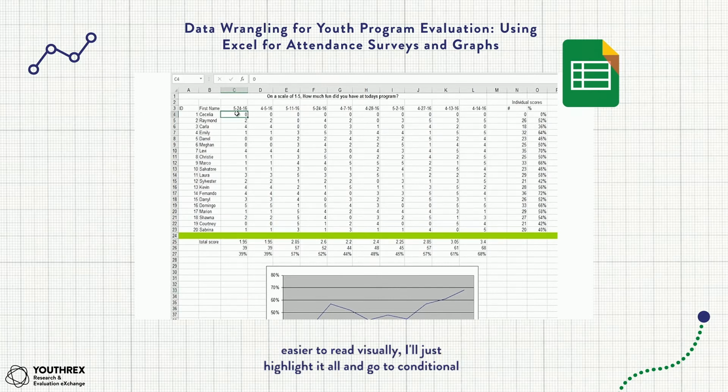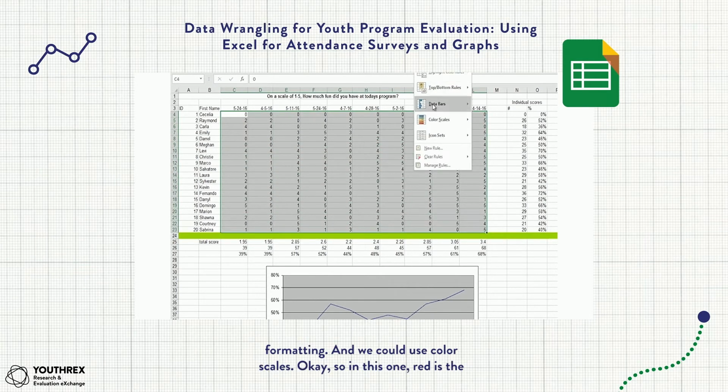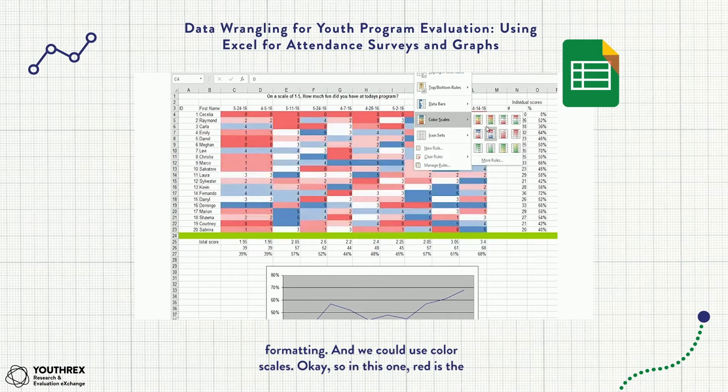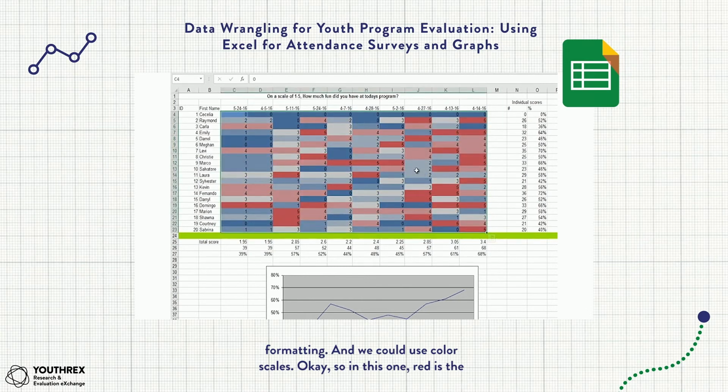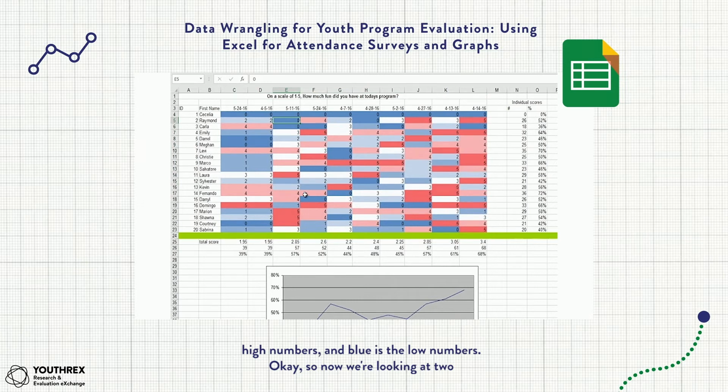Right? To make this easier to read visually, I'll just highlight it all and go to conditional formatting, and we could use color scales. Okay, so in this one, red is the high numbers and blue is the low numbers. Okay, so now we're looking at two things. This is by program date for that one day. The other way shows, let's say, how Sabrina liked the program overall.